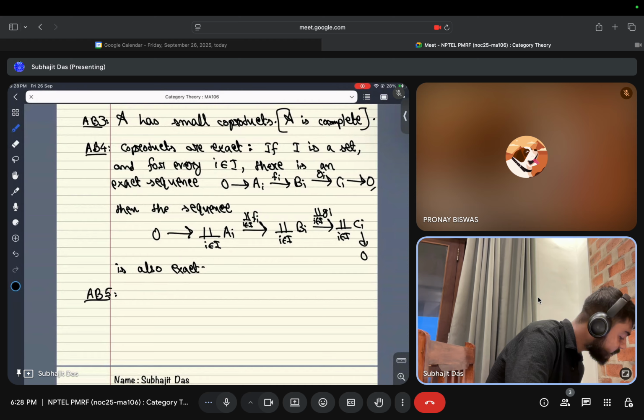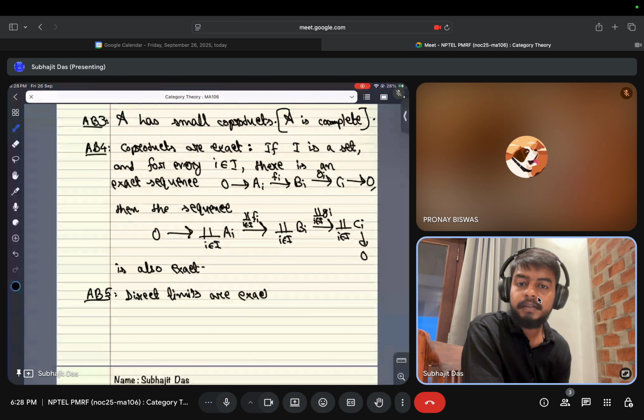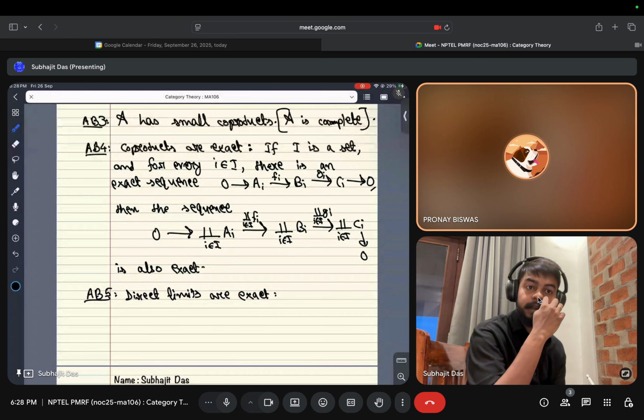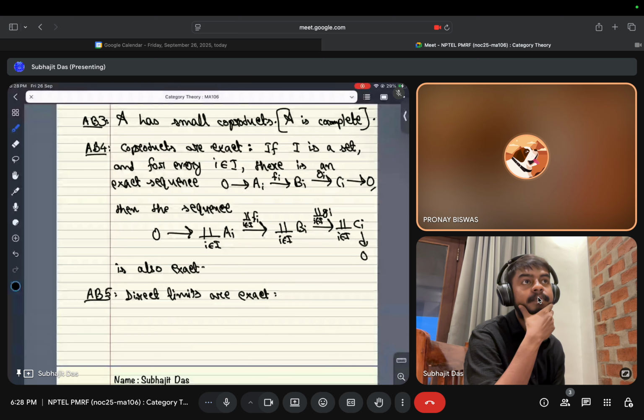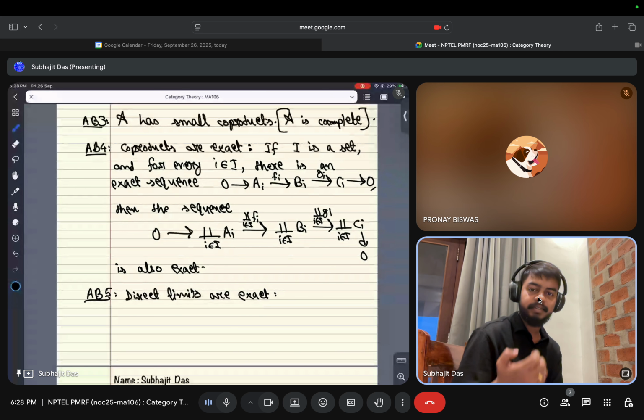AB5 means direct limits, as Pranay said already, direct limits are exact. So what do we mean by this? We can frame the definition now. And what do you mean by the co-limit of it? You mean the co-limit of individual entries, right?